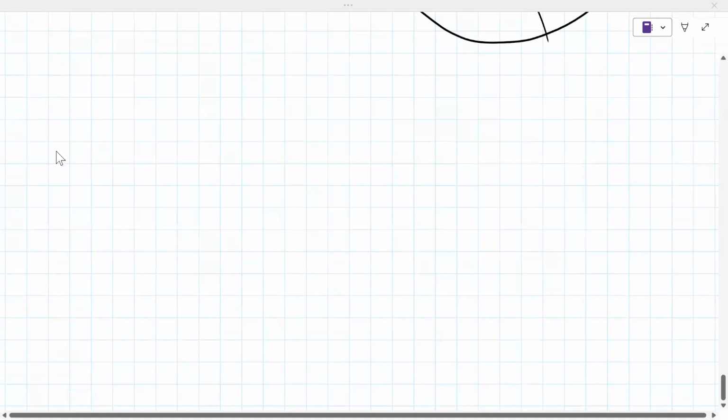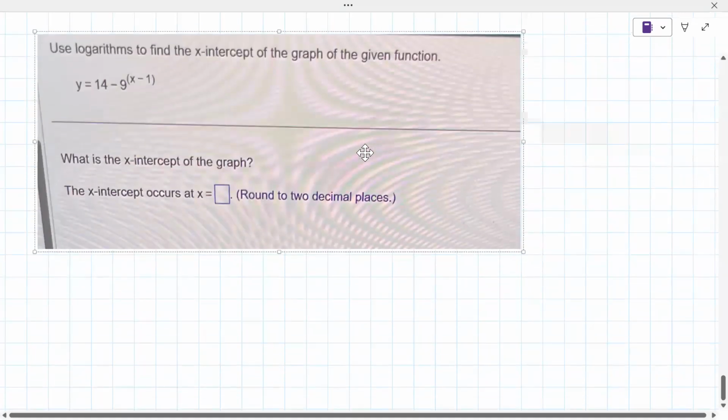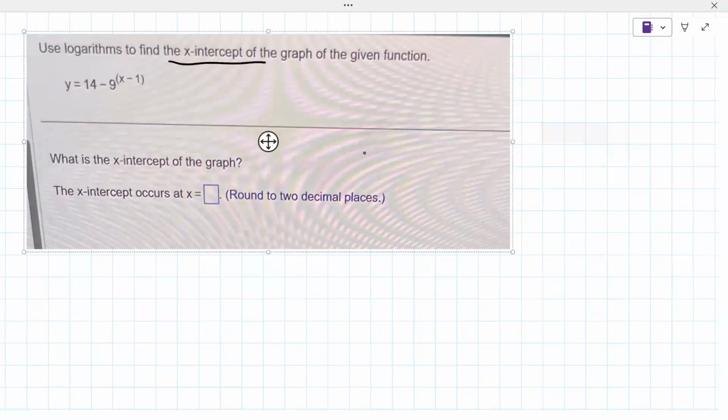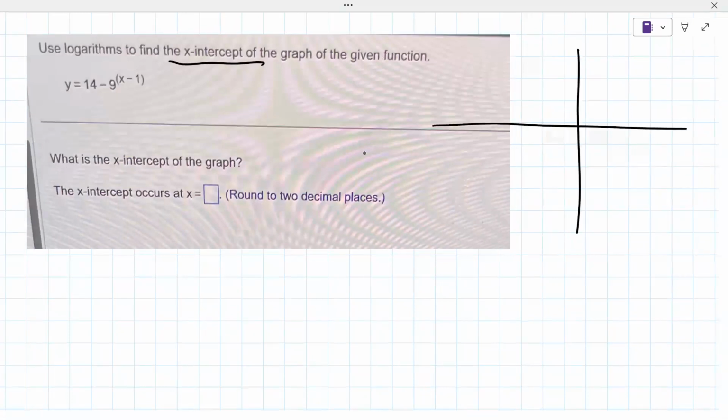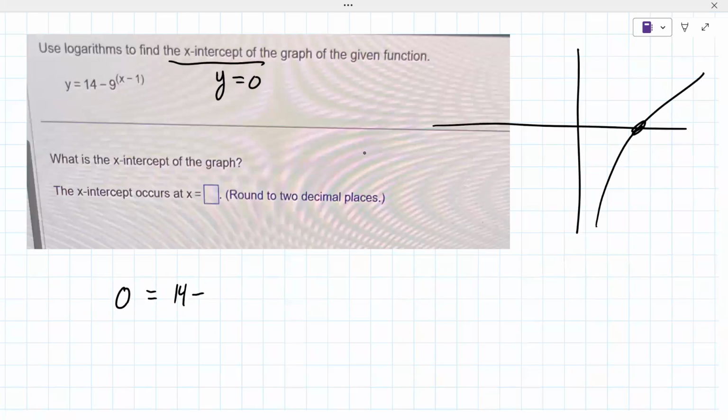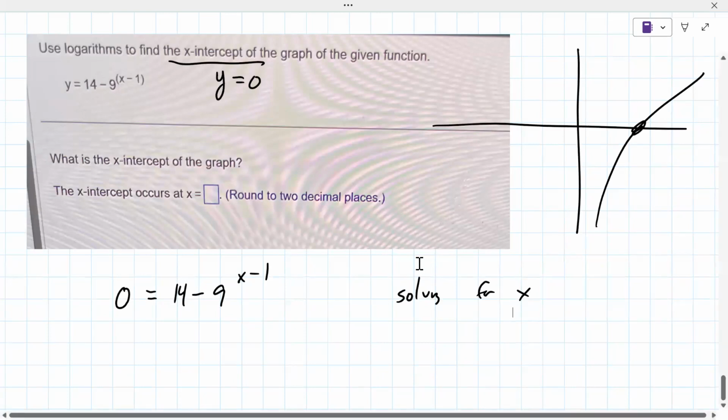And you have to do this by hand. Unfortunately, if you didn't have to show work, you would just graph this. So the x-intercept of this is where it crosses the x-axis. So this one, I'm finding it's wrong, but it probably looks something like that. It crosses the x-axis somewhere. So it crossed the x-axis when y equals 0. 0 equals 14 minus 9 to the x minus 1 power, like that. So we're basically solving for x. We're going to solve for x and then put that into the calculator.